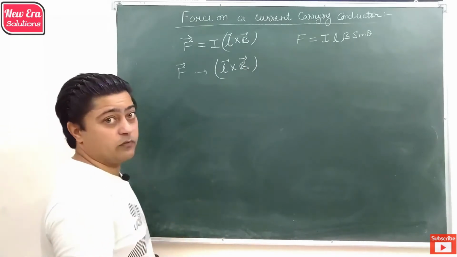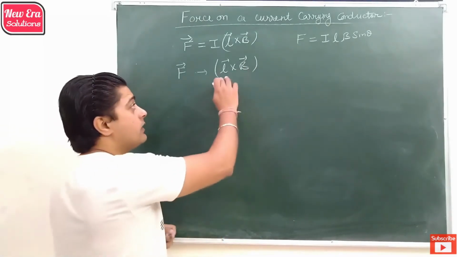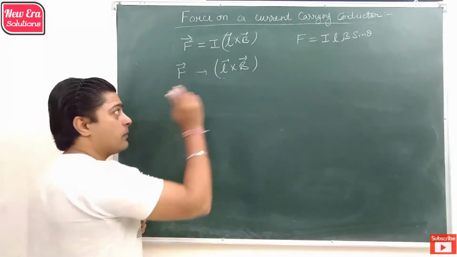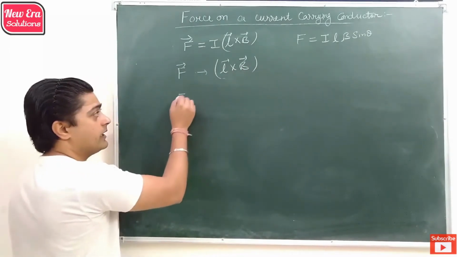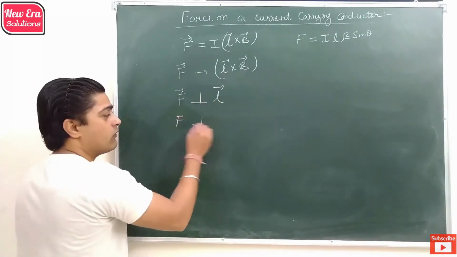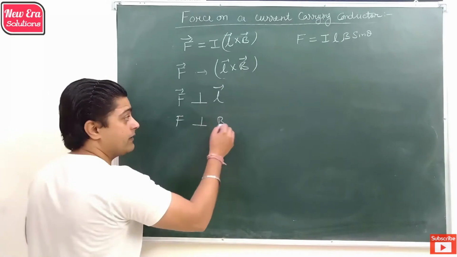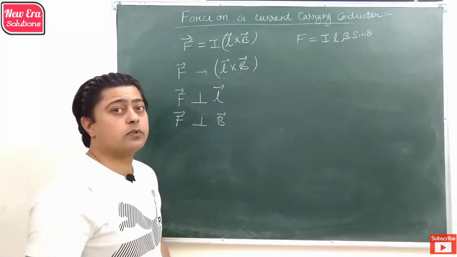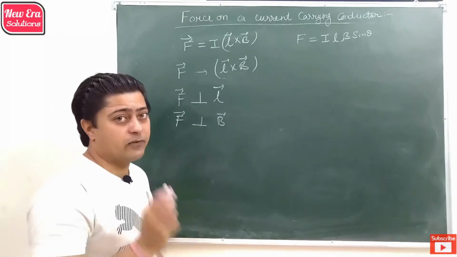From the properties of the cross product, we know that when two vectors are cross multiplied, their product is perpendicular to both of them. Then the force on a current carrying conductor is always perpendicular to the length of the conductor, and it is also perpendicular to the applied external magnetic field.